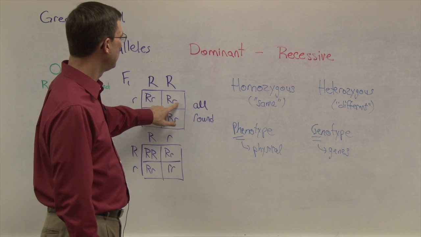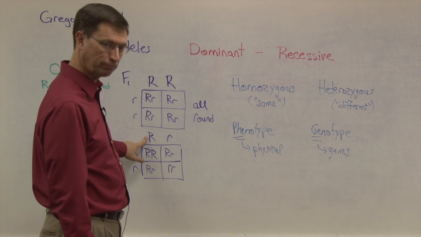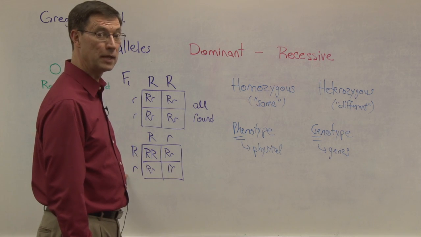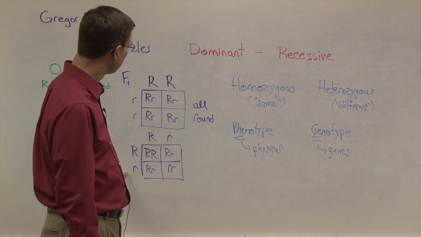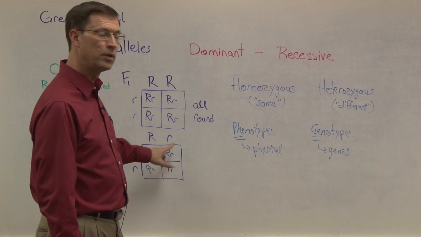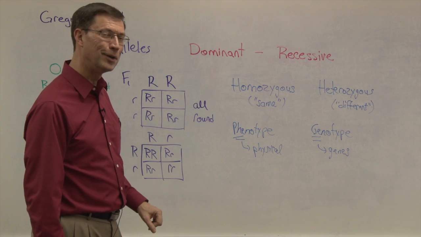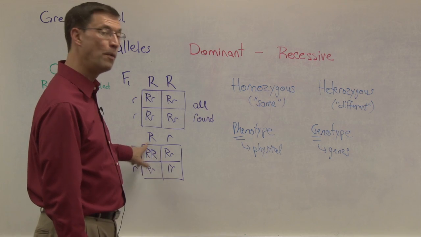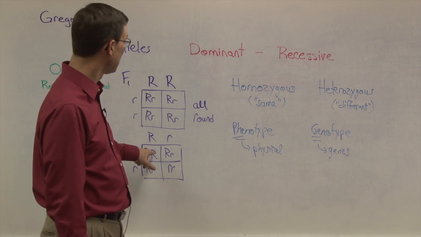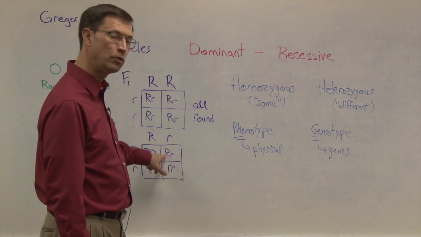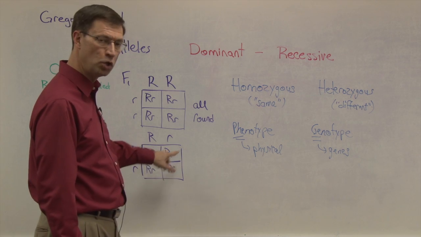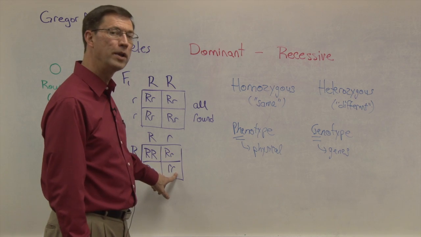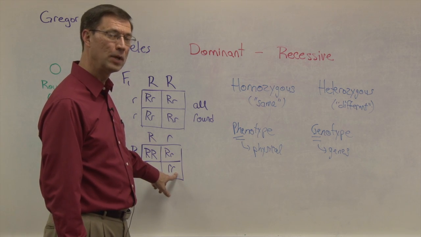Then, if we take one of these heterozygous round plants and crossbreed it with another heterozygous round plant, we end up with a variety here of genotypes. Here we actually have a homozygous round plant, and then another heterozygous and another heterozygous. We have two heterozygous round and one homozygous wrinkled.